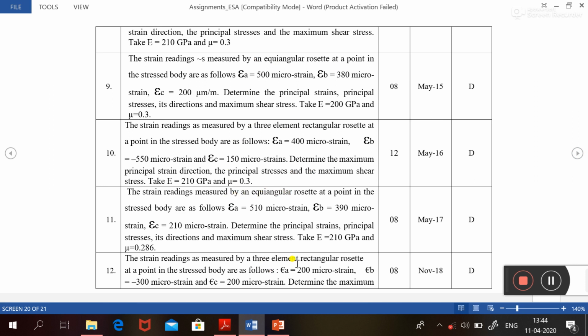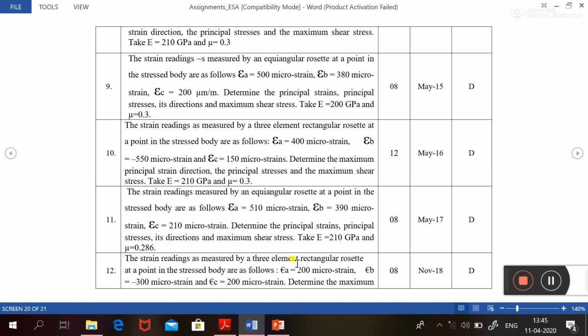That means if you go through the numericals based on strain gauge rosettes, the maximum focus they have given is on only three types of rosette. That is first, the three element rectangular rosette, then second, the delta rosette, which is also called the equiangular rosette, and third, the T delta rosette. Based on these three rosettes only, the numericals are asked in the examination.